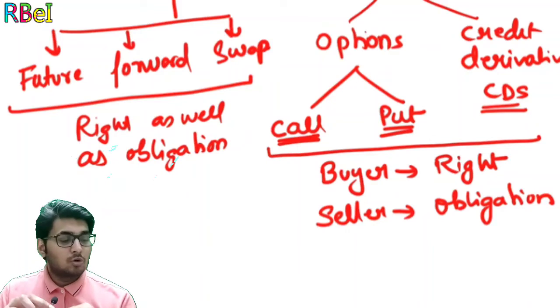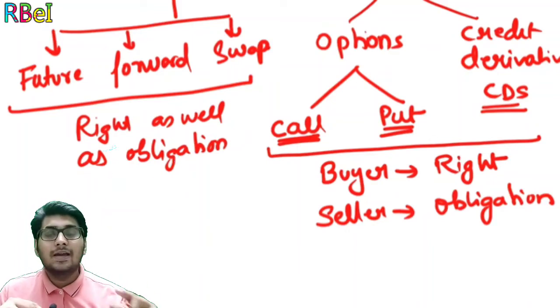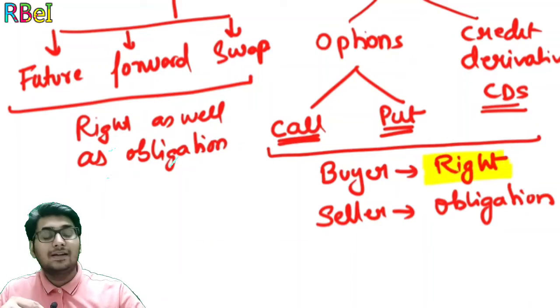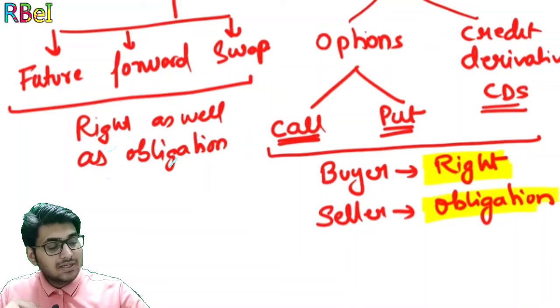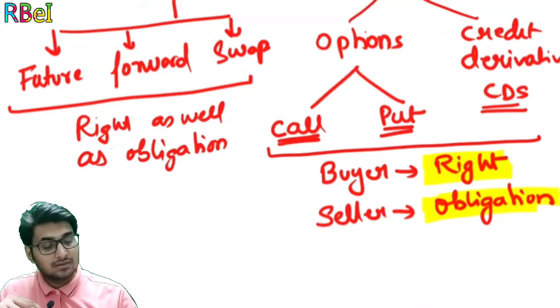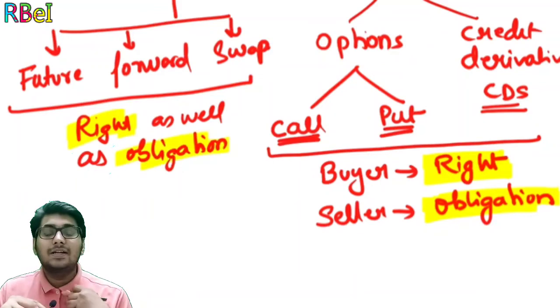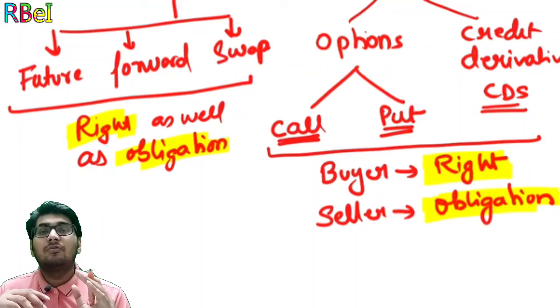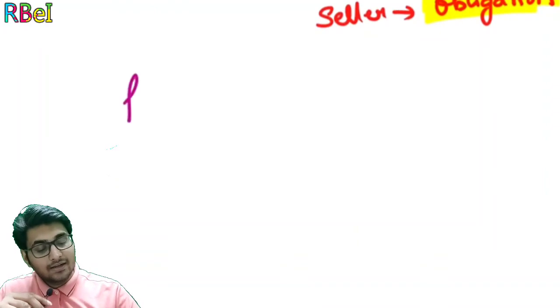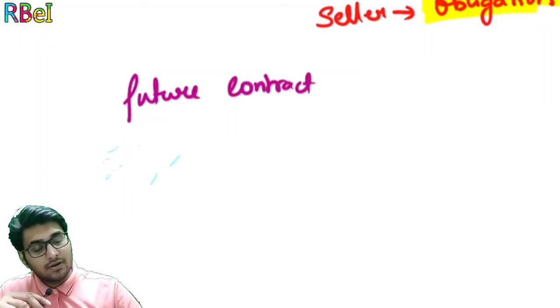Clear? So over here the buyer of the option has the right, but the seller of the option has the obligation. He needs to perform in any possible situation. Clear? But over here, if I am entering into a contract, I have to fulfill it. So there is right as well as obligation. Try to understand a simple example that I entered into a futures contract. It's a contract to buy apple.